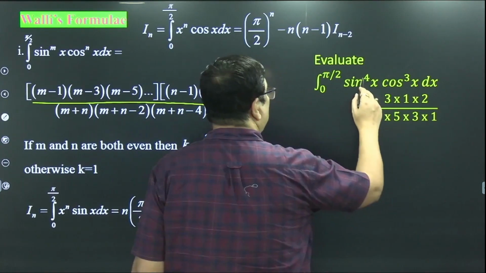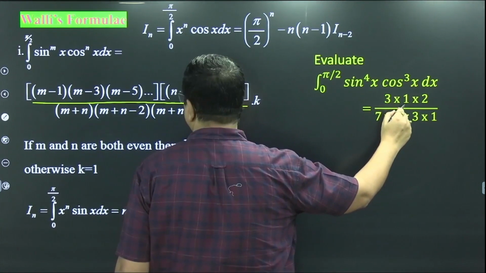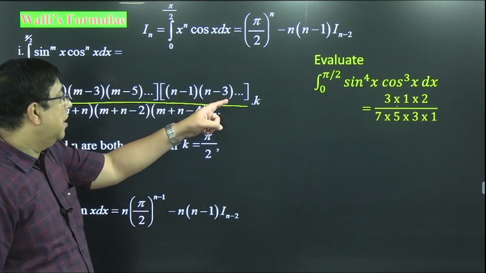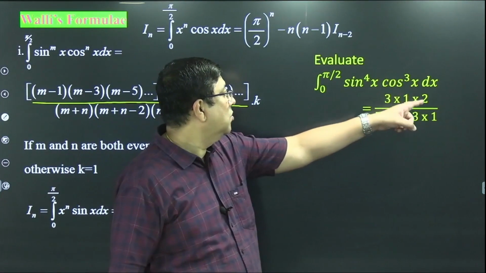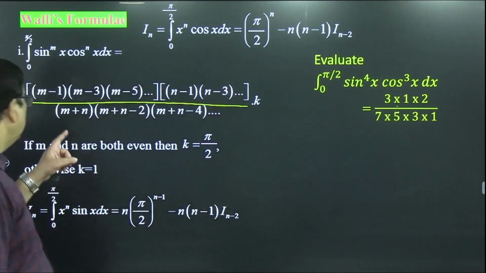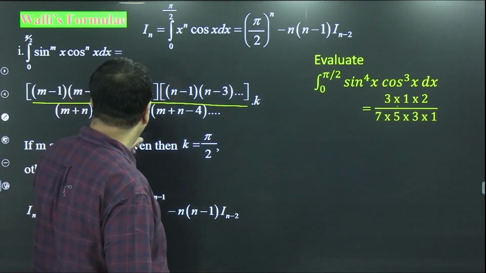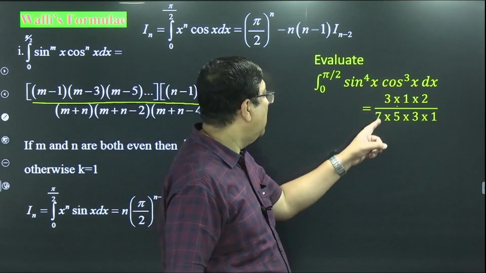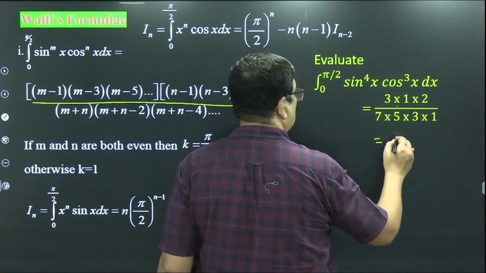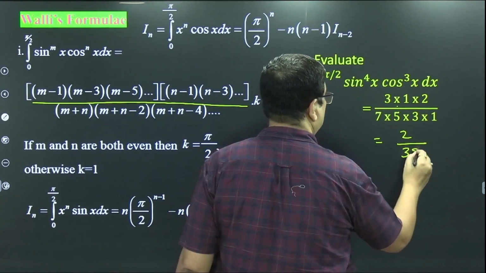So in this case 4m minus 1, 3m minus 3, 1, and for n minus 1, n minus 3. So in this case n minus 1, 2n minus 3. So not needed, and the denominator is coming what? Here it is coming m plus 4 minus 2. So m plus n minus 2, like that. So 4 plus 3, 7, 7, 5, 3, 1. So the final answer is what? The final answer is 3 is getting cancelled. So 2 by 35.